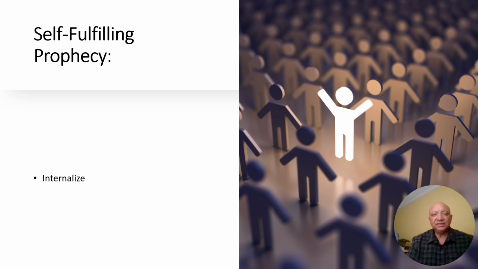Then this notion of a self-fulfilling prophecy. A central idea in labeling theory is that being labeled as deviant can lead to a self-fulfilling prophecy. Once someone is labeled, they may internalize this label and continue to engage in deviant behavior, reinforcing the label.